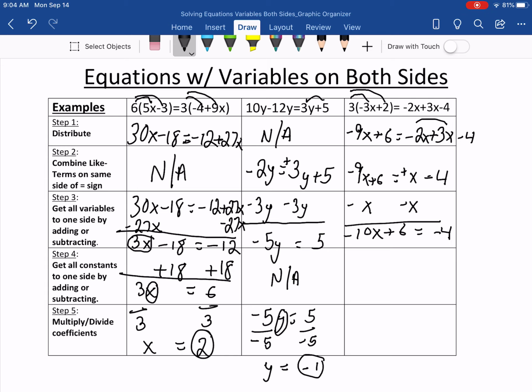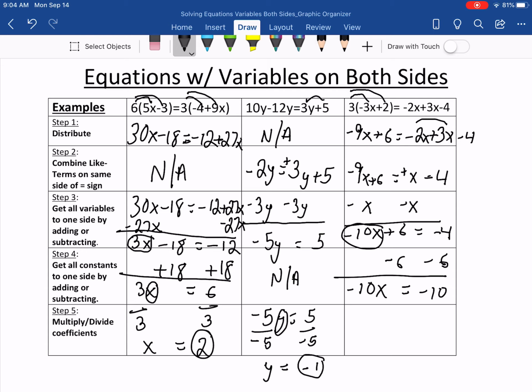Step 4, get all constants to one side by adding or subtracting. I'm going to bring the 6 over. I want this alone, so it means I want to get rid of the 6. So I'm going to move the 6 over. I'm going to do that by subtraction. Negative 10x equals negative 4 minus 6. Same sign, so we'll add and keep negative 10.